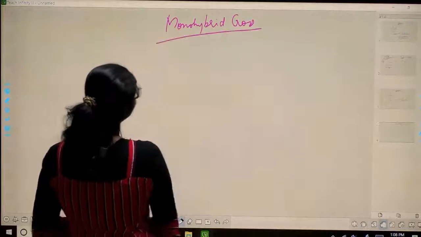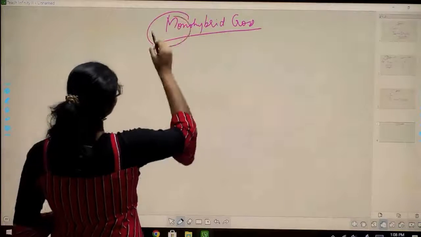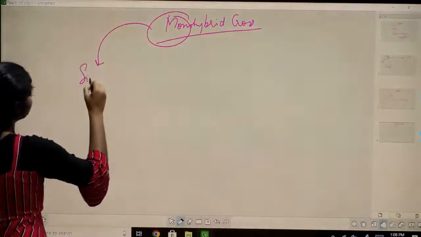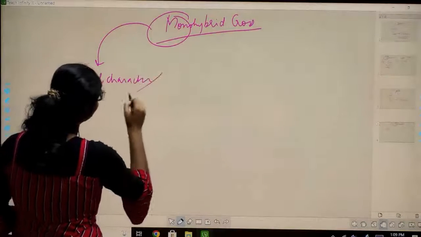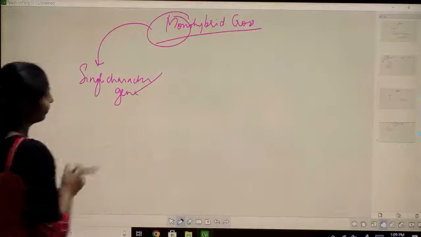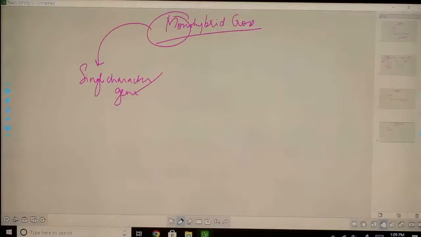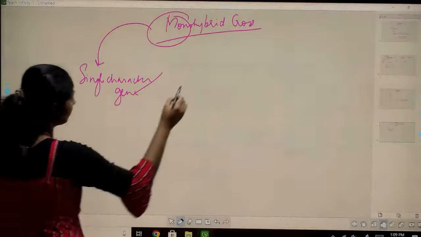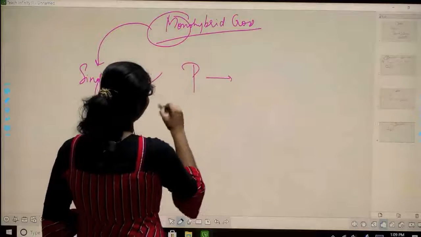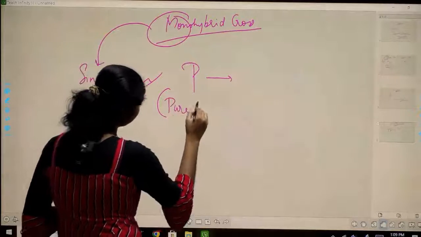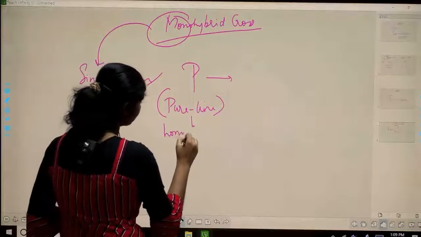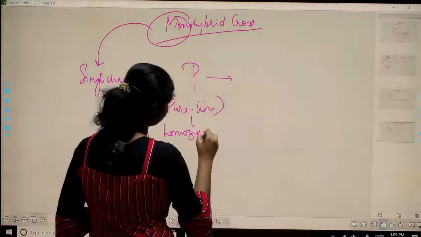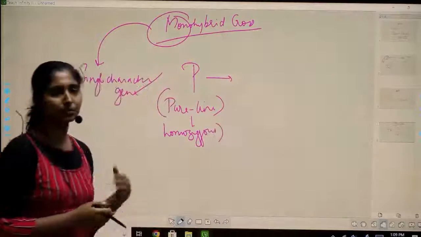The word mono means single. So this particular cross was done in respect to a single character or a single gene. Okay. So for monohybrid crosses, the parents that were selected were pure line, simply referring to the fact that they were homozygous. The parents selected were homozygous.